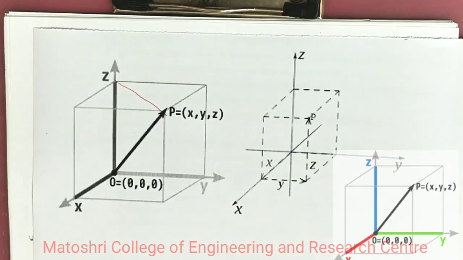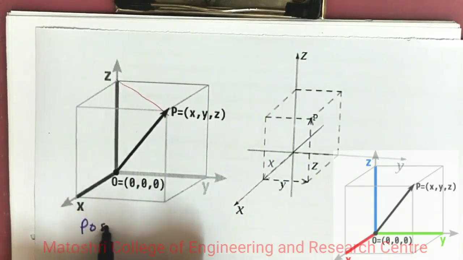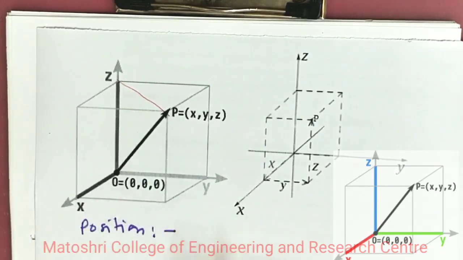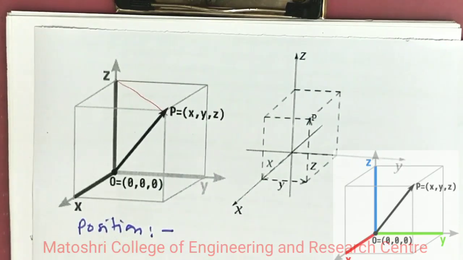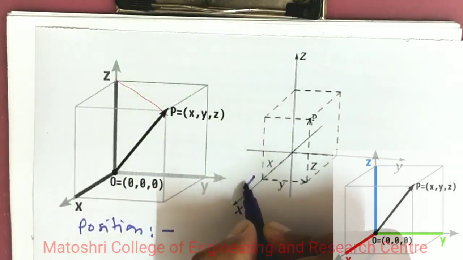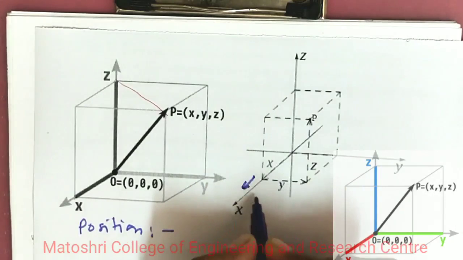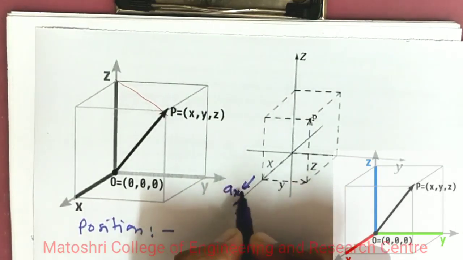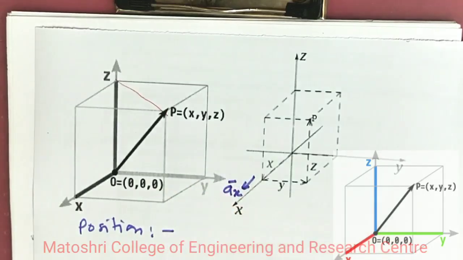Now when your point is located and a vector is drawn from the origin to the point P, this particular vector is called a position vector. This position vector indicates the position of the point P from the origin. Before specifying the position vector, we first need to discuss the unit vectors, which are called the base vectors. Unit vector along the x-axis is given as ax. Ax stands for the unit vector along the x-axis.